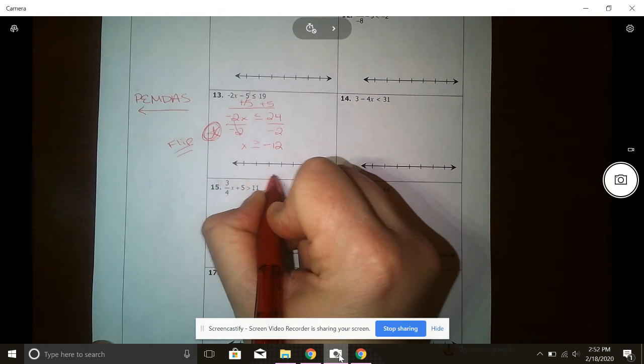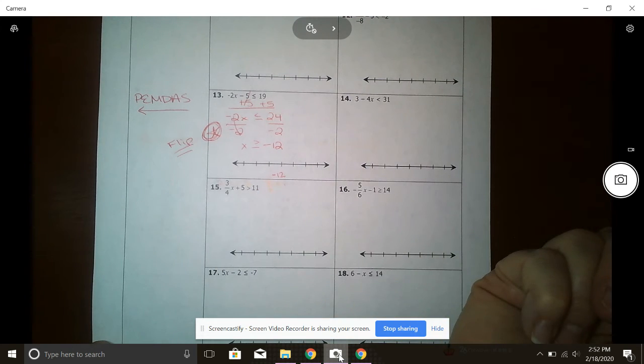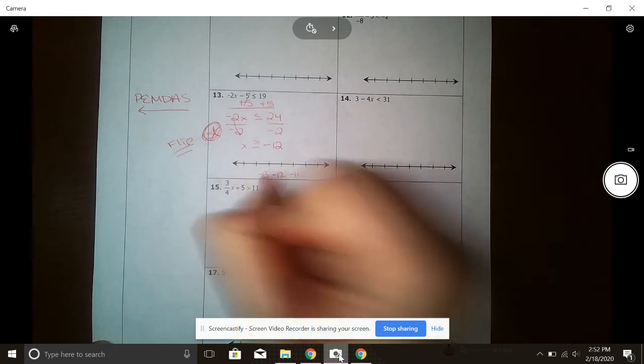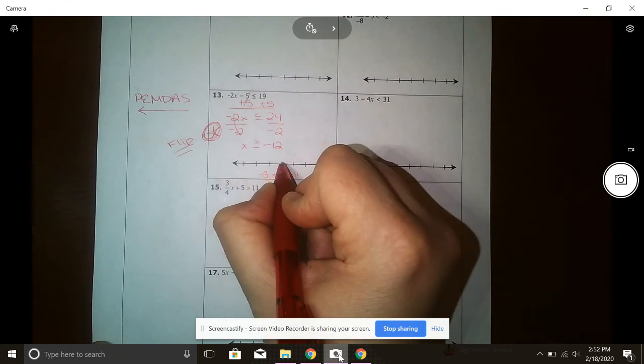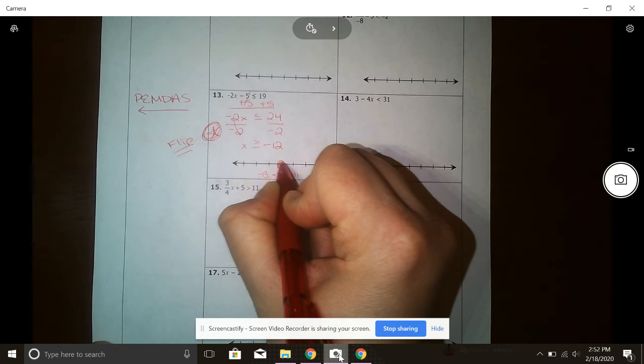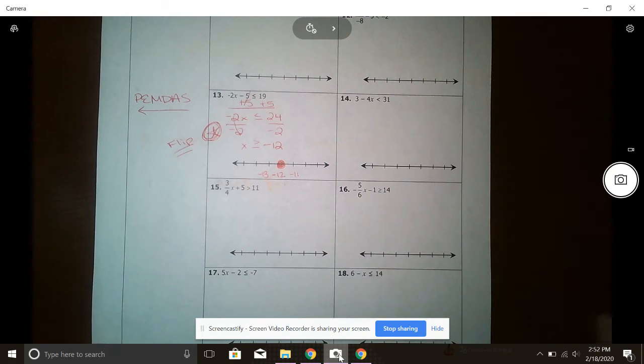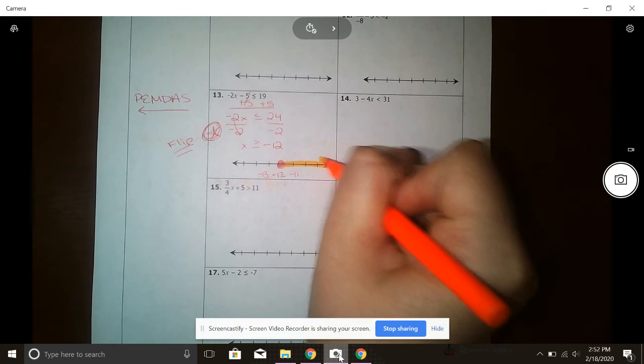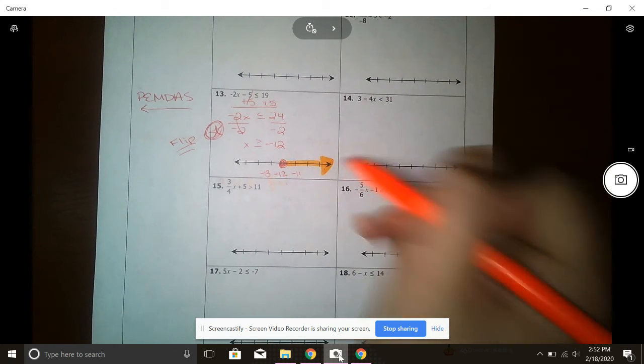I'm going to load up my number line. Negative 12, negative 11 is greater than that. Negative 13 is less than that. Put my closed dot on negative 12 to represent equality. And my solution set is greater than negative 12. So I am shading to the right.